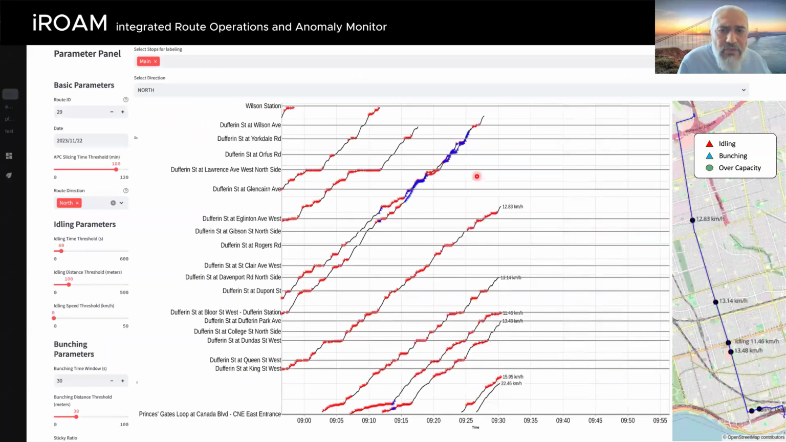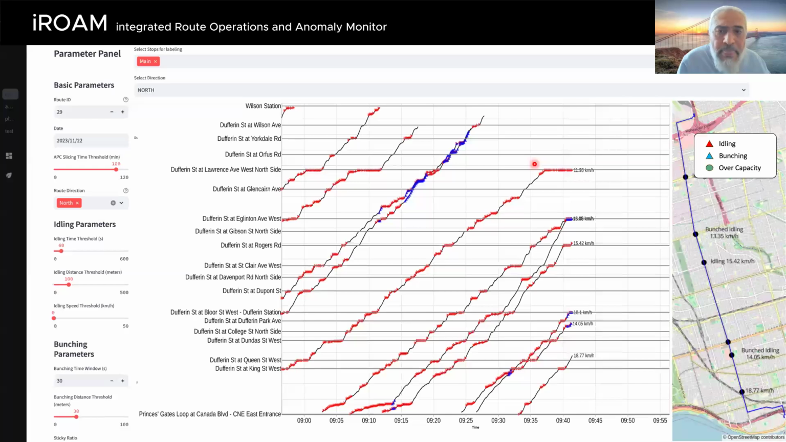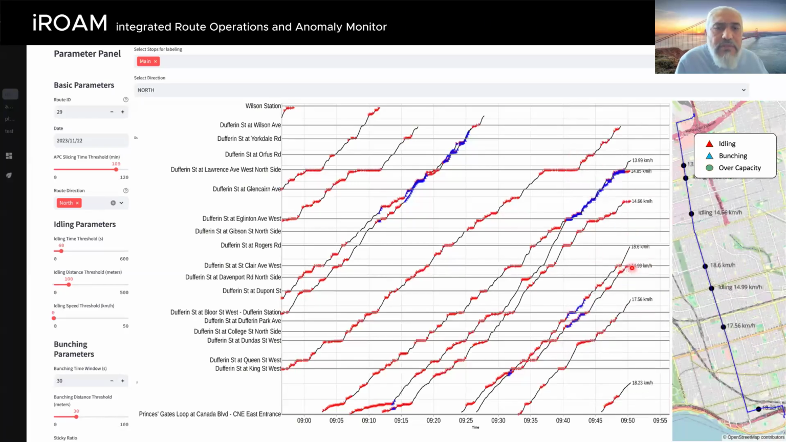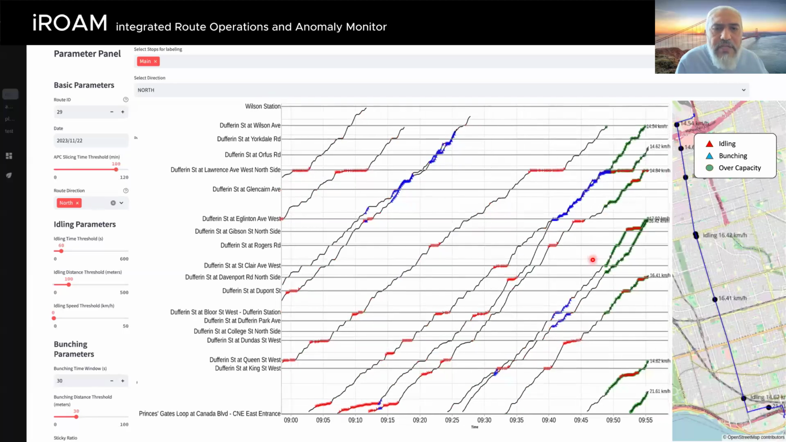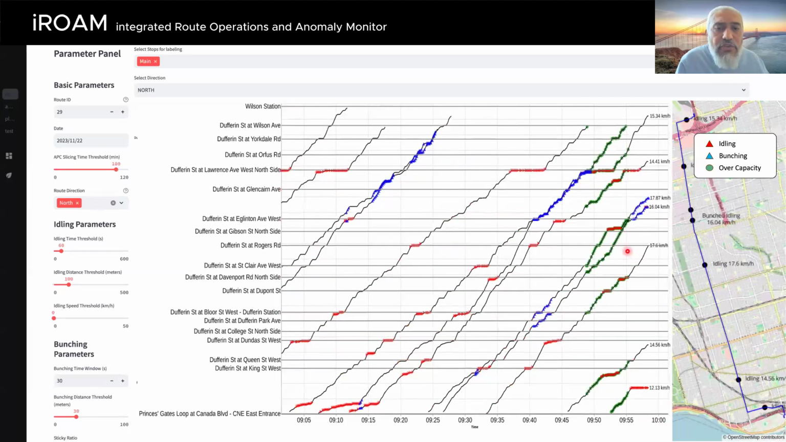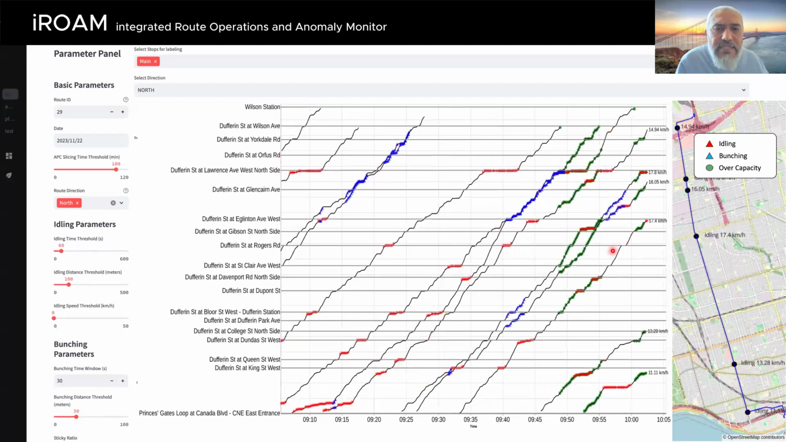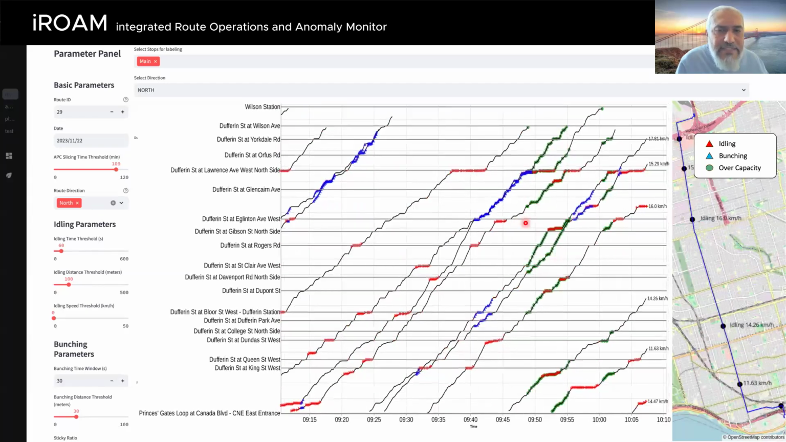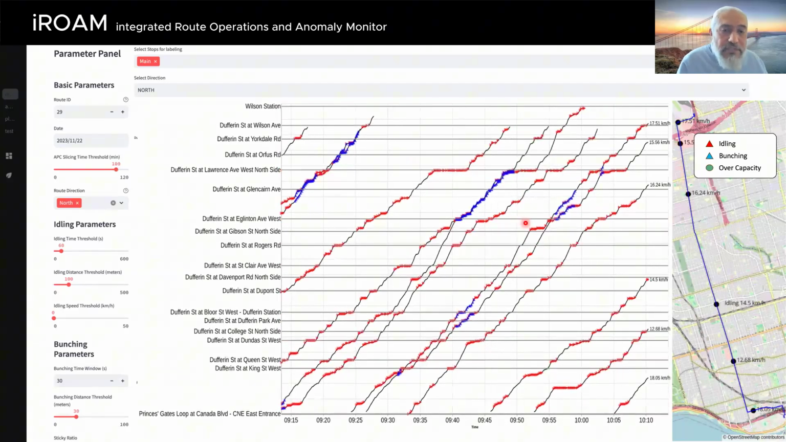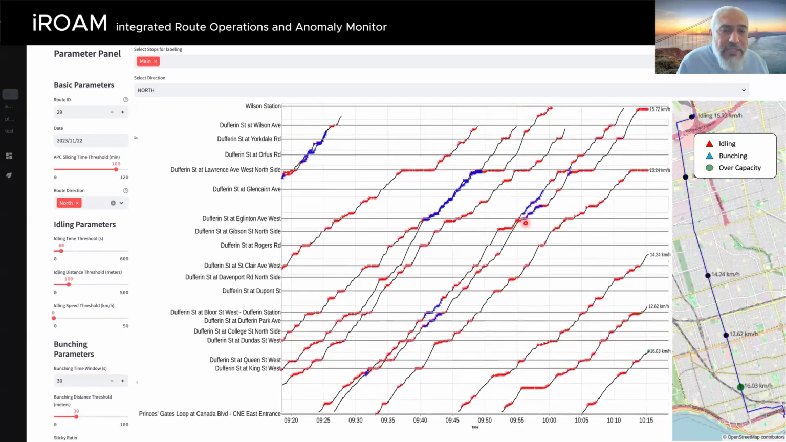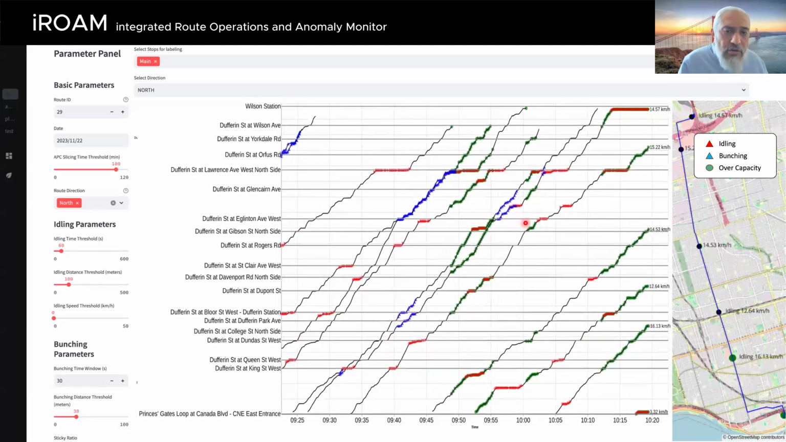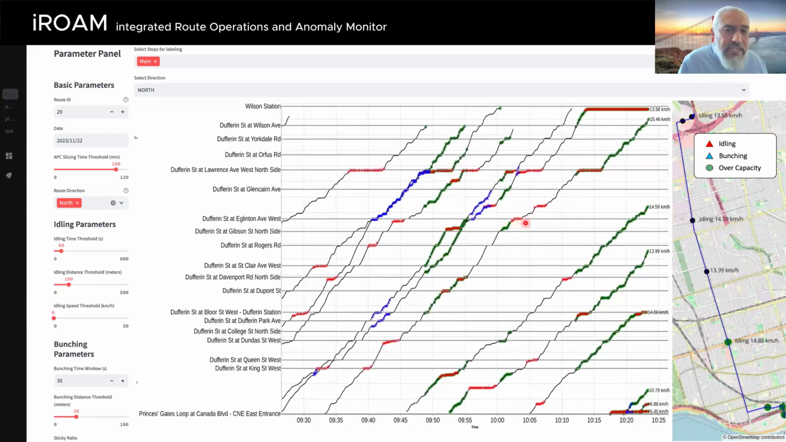Those blue dots are essentially incidents of bunching. Green dots, which maybe you'll see in a moment, are overcrowding instances. And then the red ones are idling. So you can visually look at, really, a playback of the trips that were taken on a day.